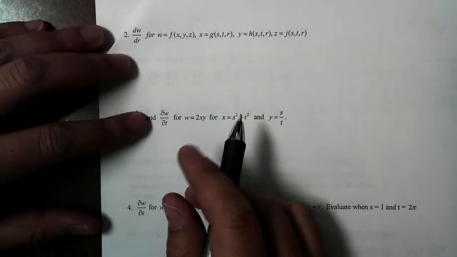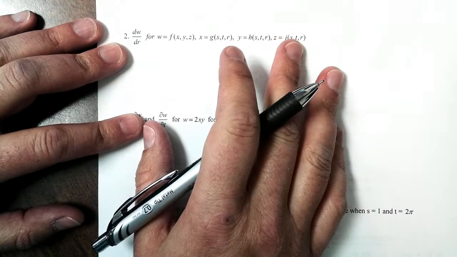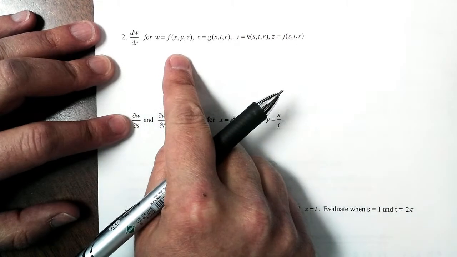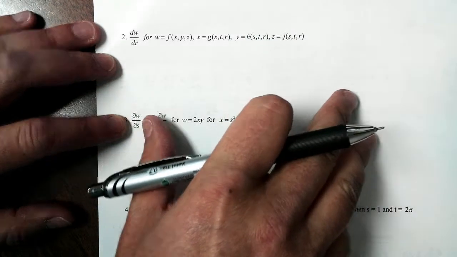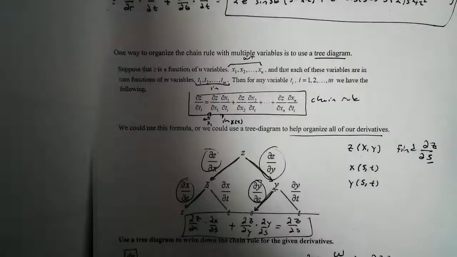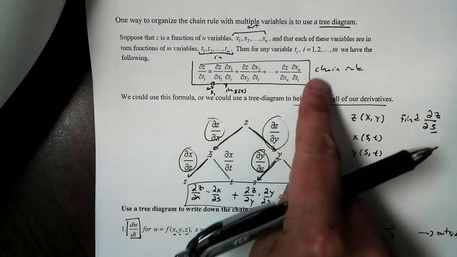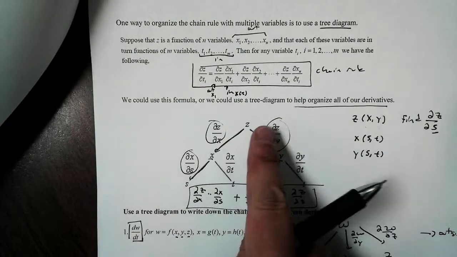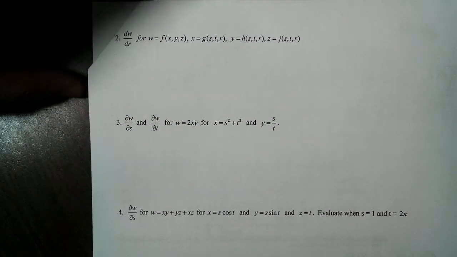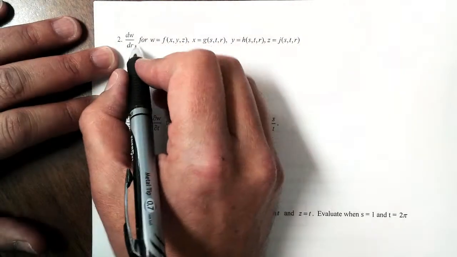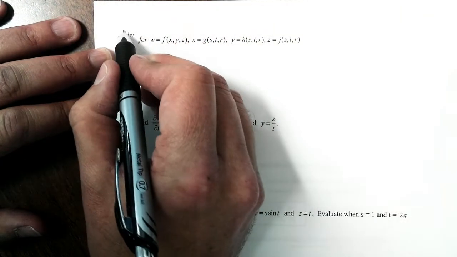Hi, welcome back. We're going to continue our discussion of the tree diagram, helping us to use the chain rule. Remember, the tree diagram is just a technique to help us organize our chain rule when we're taking partial derivatives with multivariables. For question number 2, we want to find the partial of w with respect to r.